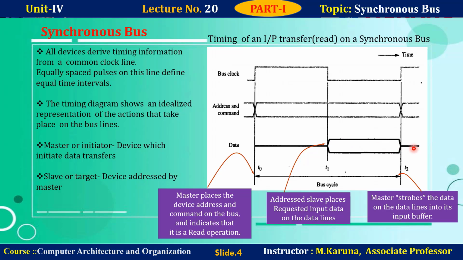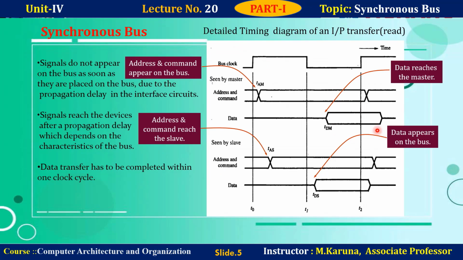A similar procedure is followed for an output operation. In the case of an output operation, the master places the output data on the data lines when it transmits the address and command information. At T2, the addressed device stores the data from the data lines and loads it into its data buffer. That means the output device collects the data from the data bus. So this is a theoretical diagram. Let us see how the signals go during the bus clock cycles practically.